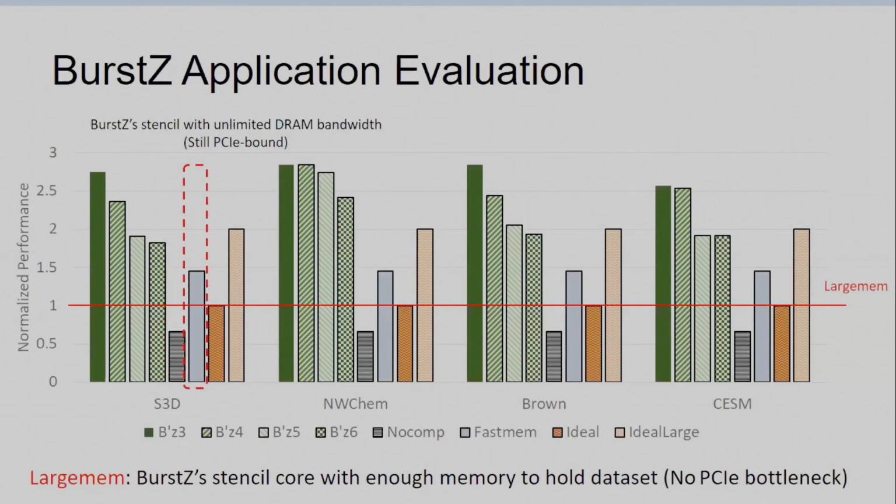Here is the faster mem, which represents BurstZ stencil with unlimited DRAM bandwidth, but the PCIe bandwidth still exists. As we discussed in the beginning of the presentation, even if the accelerators can have a very high DRAM bandwidth, it's still bottlenecked by the PCIe. So we can see it's worse than all of our BurstZ configurations with compression.